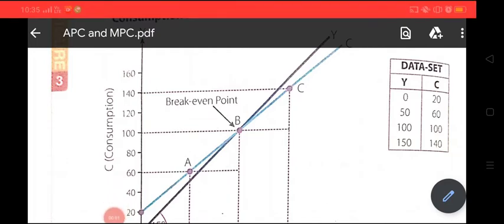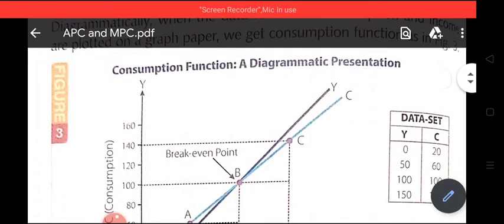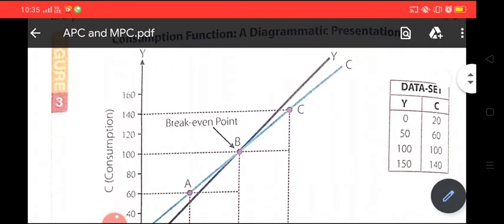Welcome students. Yesterday we learnt about what consumption is. Today I'll explain how the slope of the consumption function is created and how it is depicted in the diagram.